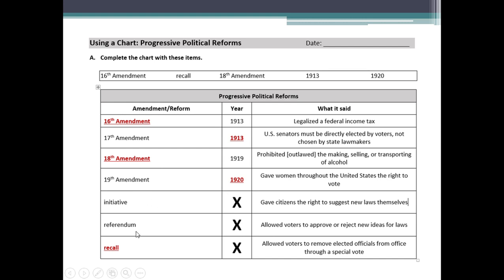The last few things here, the initiative, the referendum, and the recall was the one that was missing. These are all things that are being done to give voters more control over their state and local governments. The initiative is the one that says we can suggest new laws ourselves. The referendum gives us the right to vote, to approve or reject a new idea for a law. And the recall is the one that allows us to remove somebody from office through a special vote, even if it's before that person's term has ended.